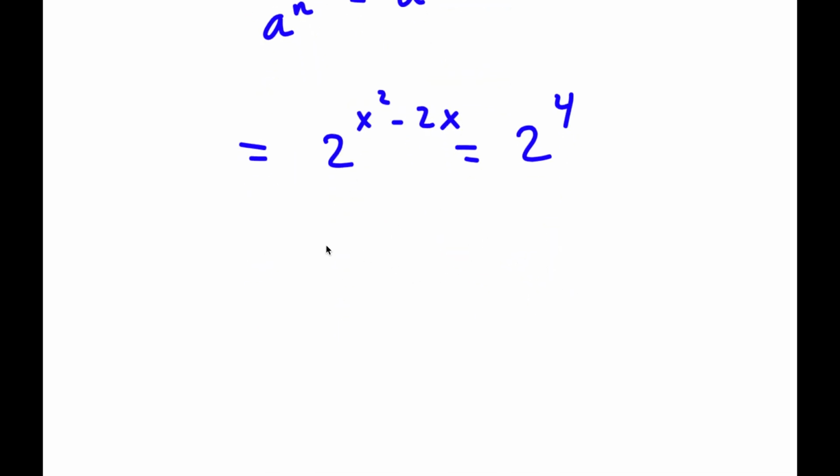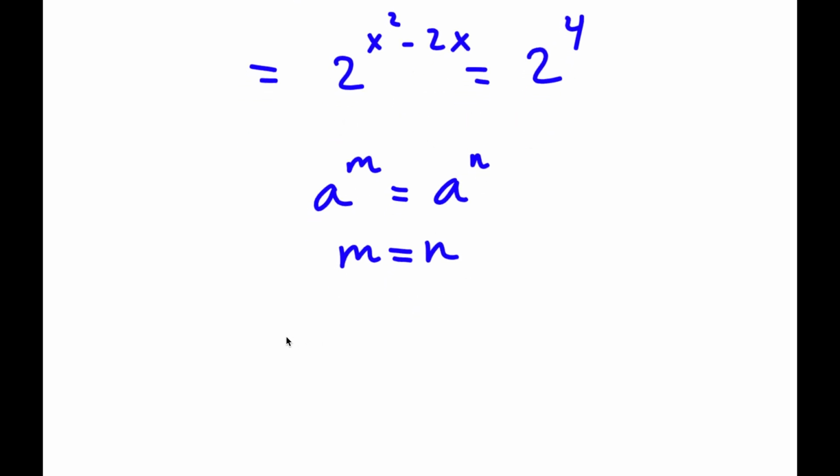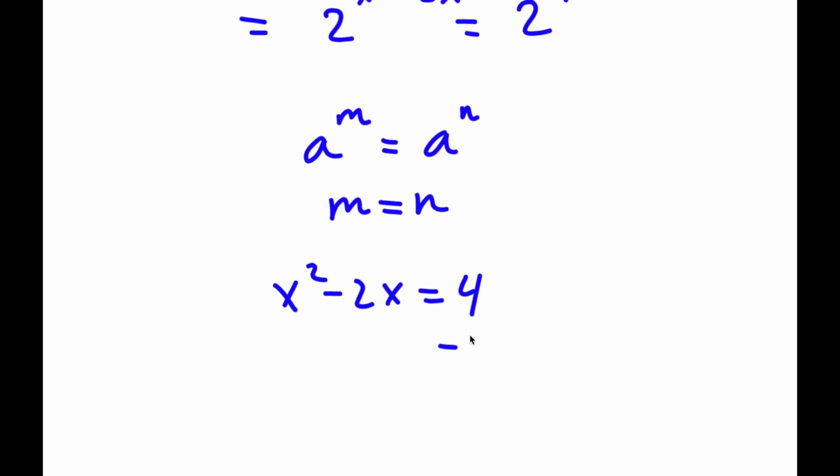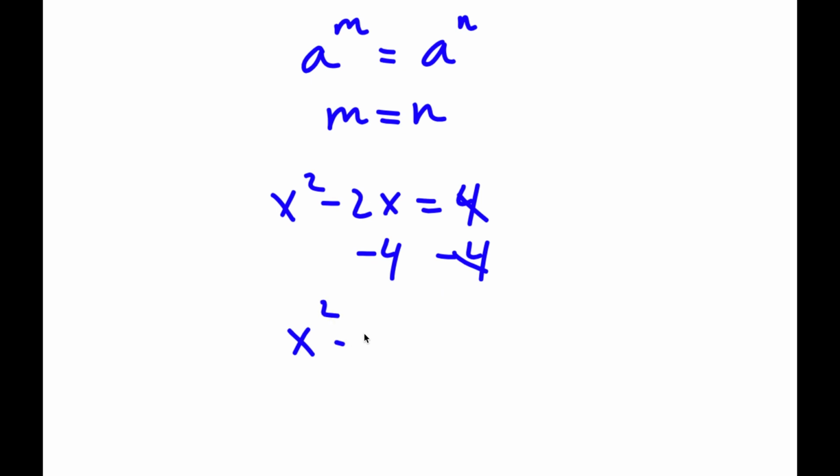Now, if I have something in the form a to the power of m is equal to a to the power of n, this means that m is equal to n. So in this case, x squared minus 2x is equal to 4. So now if I subtract 4 on both sides, I get x squared minus 2x minus 4 is equal to 0.